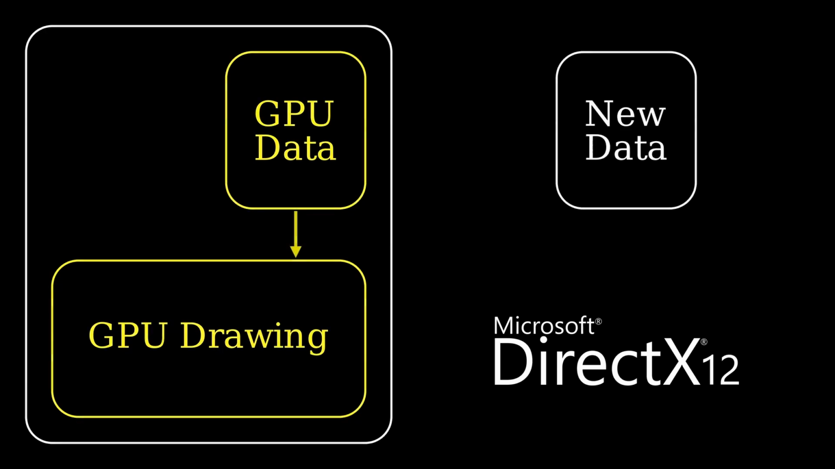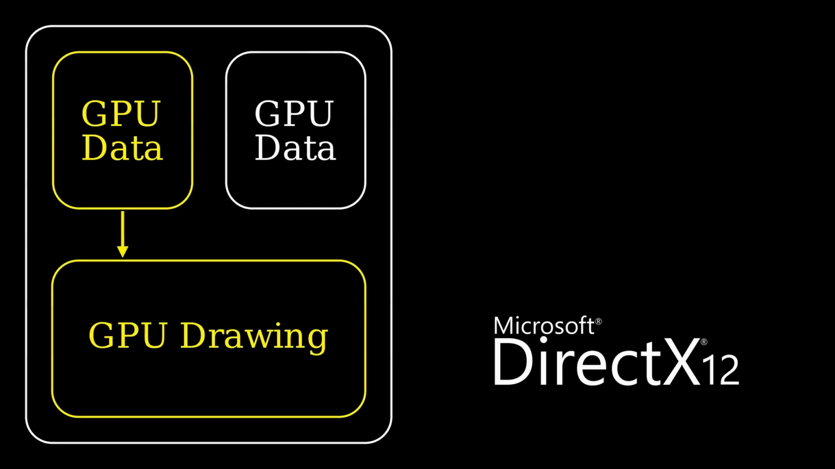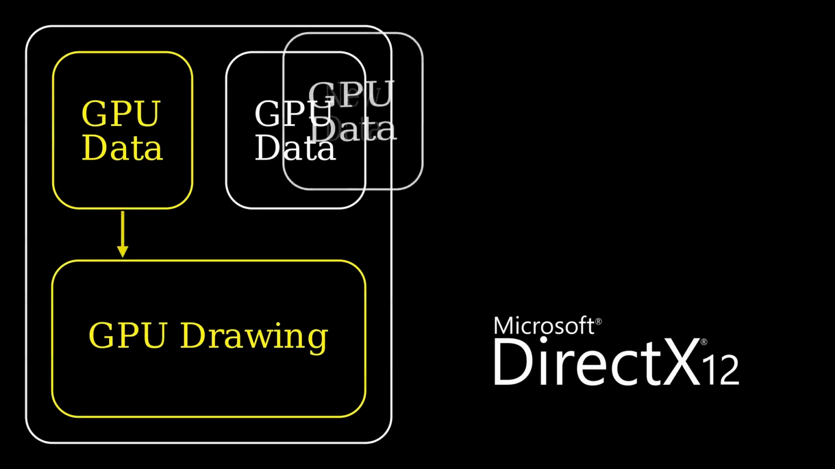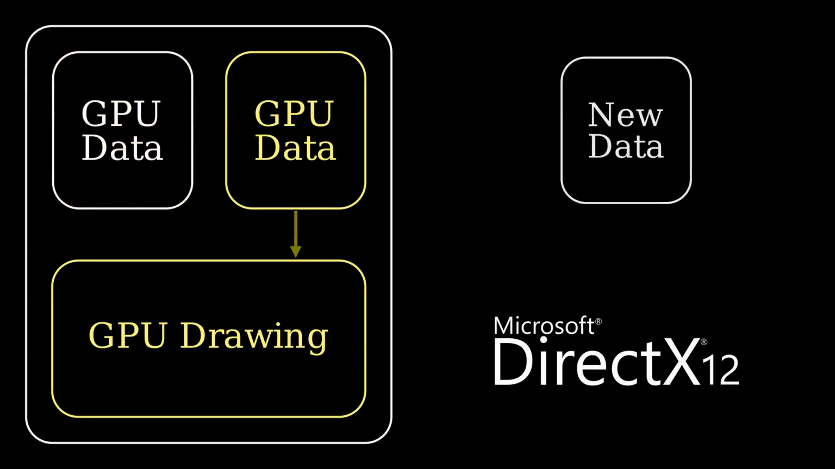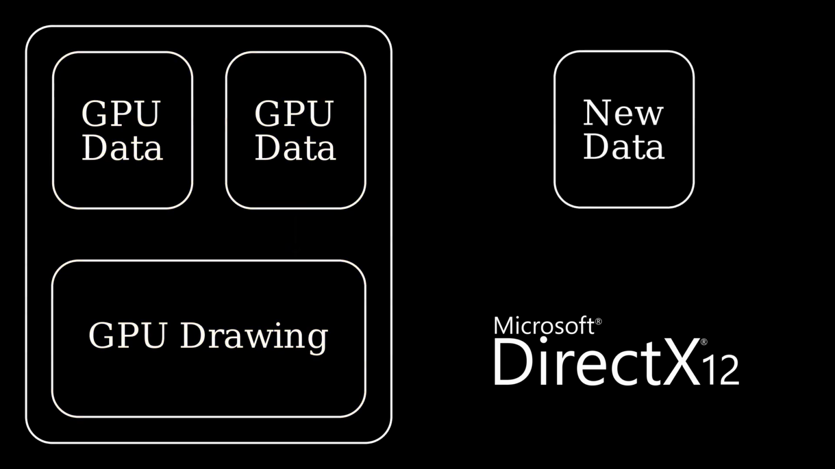We need to check if the data is in use, manually create a new copy, and then wait until the GPU is done before swapping the data over. While it looks like we have to do more work in DirectX 12, this can actually be a lot faster. Because we're now in control of memory synchronization, we can do some of the work ahead of time while the GPU is doing something else.